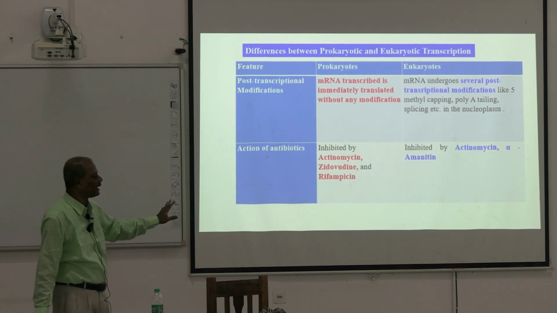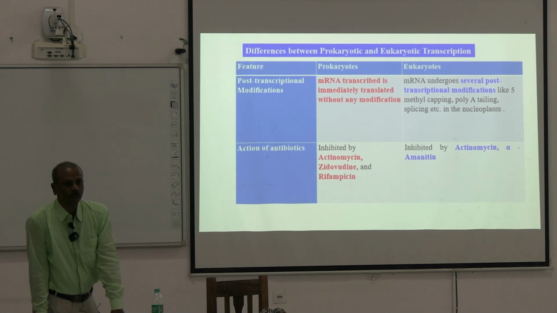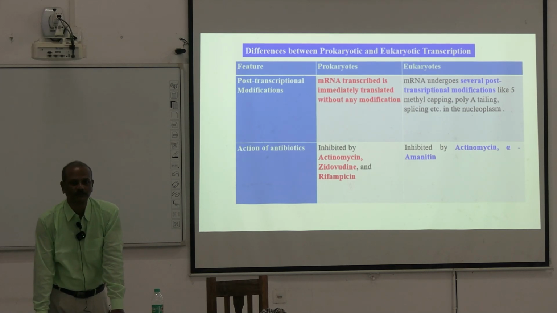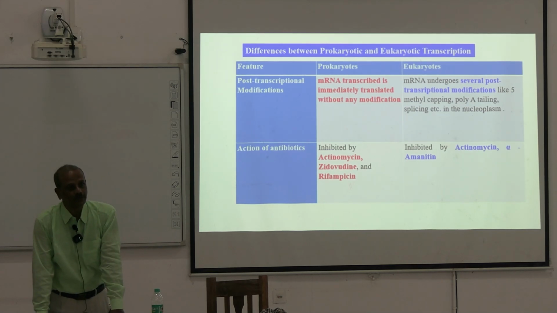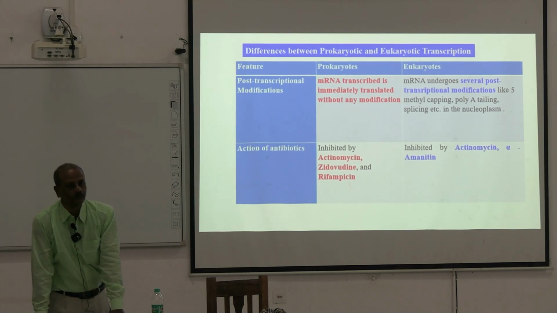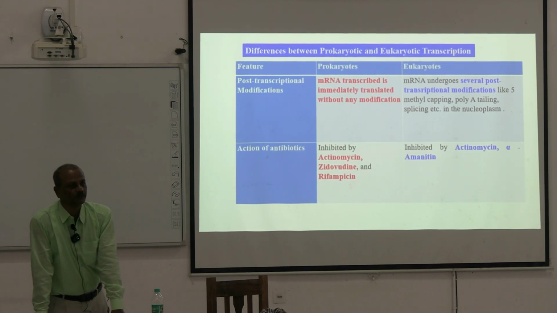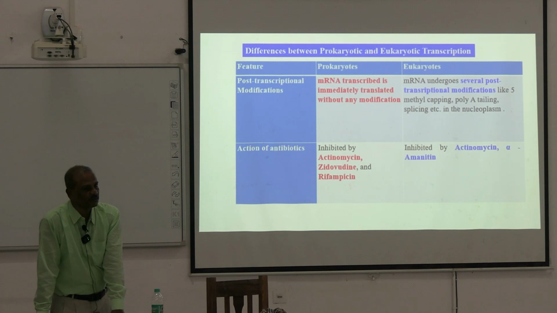And action of antibiotics, I told you yesterday, has biomedical importance. While we are treating a patient suffering from some infection due to prokaryotes, we need to get rid of those prokaryotes, for which we give the antibiotic. And in cancer, it is not in prokaryotes but in eukaryotes, we want to get rid of the cancer. So we want the cancer cells to die, for which anti-cancer drugs are used.